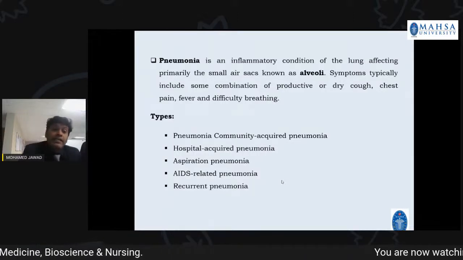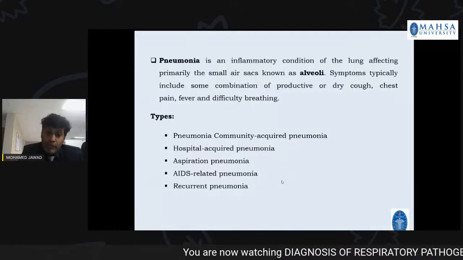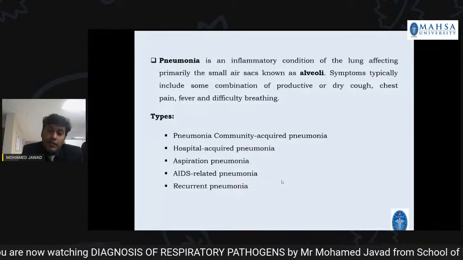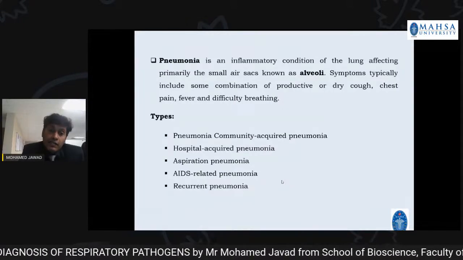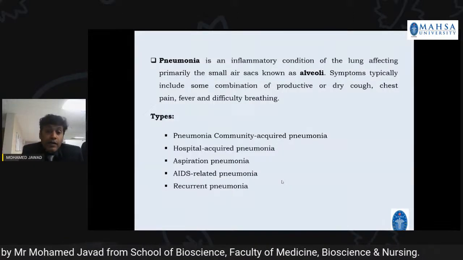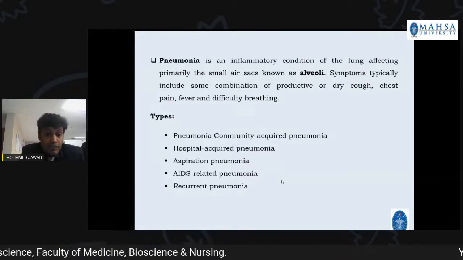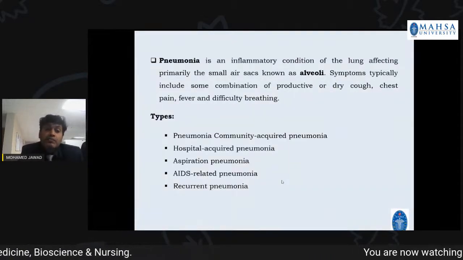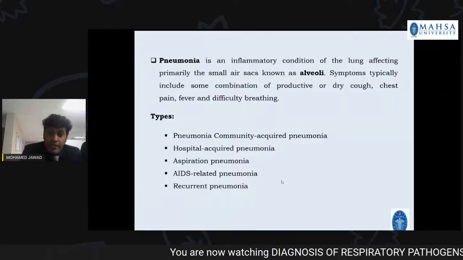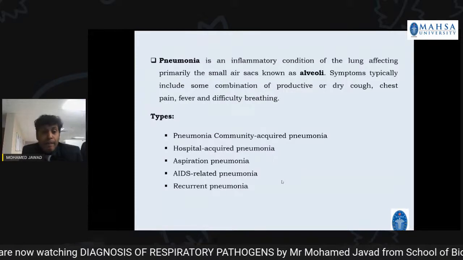The types are, first, community acquired pneumonia, which means we get the pneumonia from outside the hospital, from the community. Then hospital acquired pneumonia, which you get after being admitted to a hospital. It is caused mainly by bacteria, mainly Streptococcus pneumoniae, Haemophilus and so on.